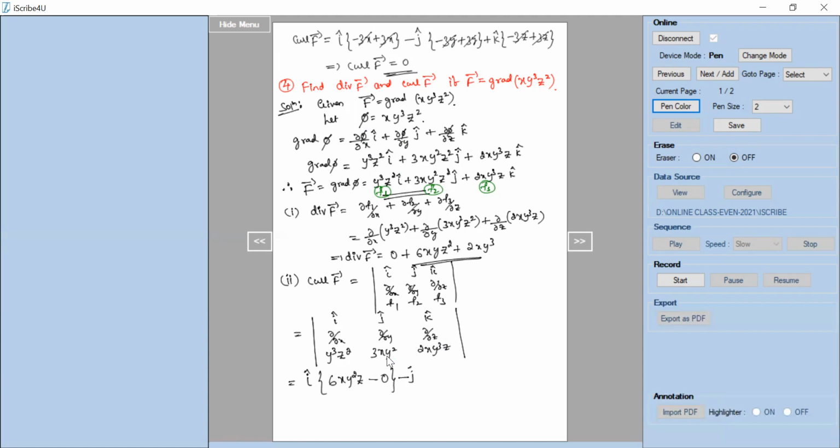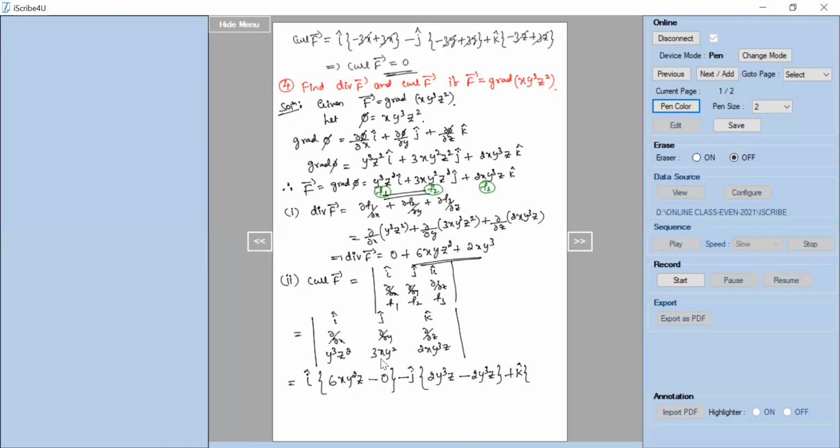0 minus j cap into, leave this column, leave this row. It is dou by dou x of this into this. So differentiation of x is 1. So it is 2 into y cube z, minus cross product of these two. Dou by dou z of this. So differentiation of z square is 2z. So it is 2z y cube, or I can write 2y cube z. Then plus k cap into the last.